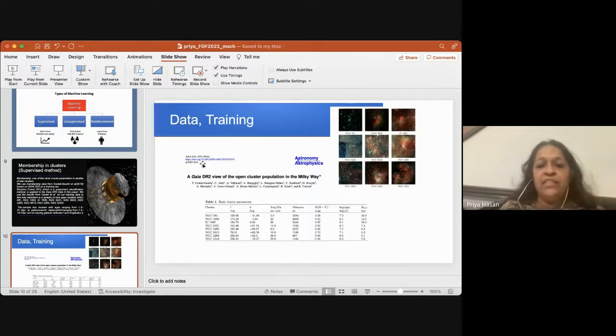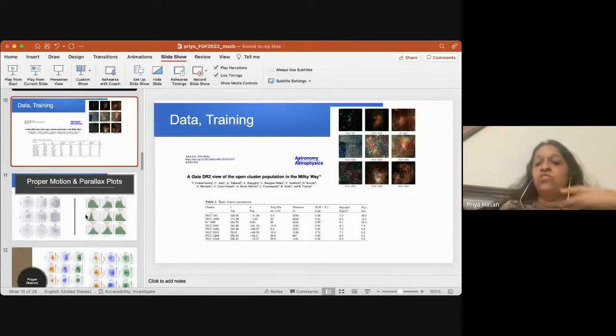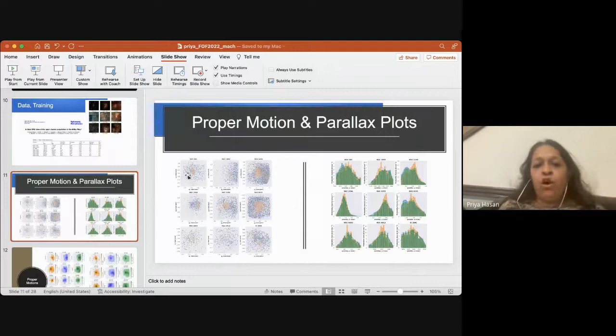We used data from this paper, which had, in a very strict manner, defined the members for all the stellar clusters of the galaxy. We used a set of these 9 clusters, for which we used the member data as our training set. This was the training set. And then we used random forest to define members for our clusters. Here I can show you plots: the orange stars are the training set, and the blue stars are the ones we got from our machine learning.